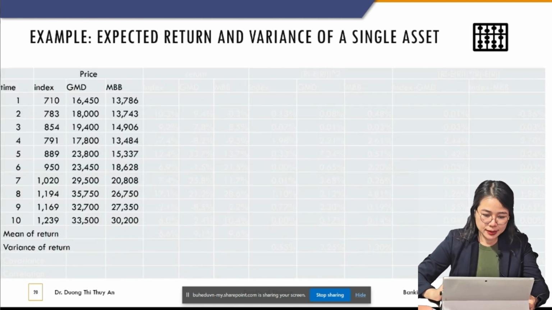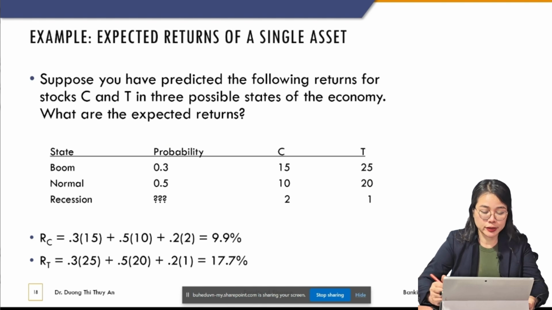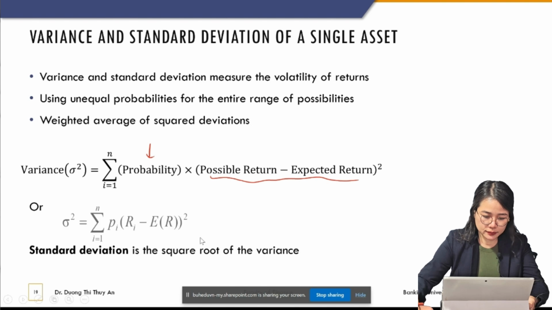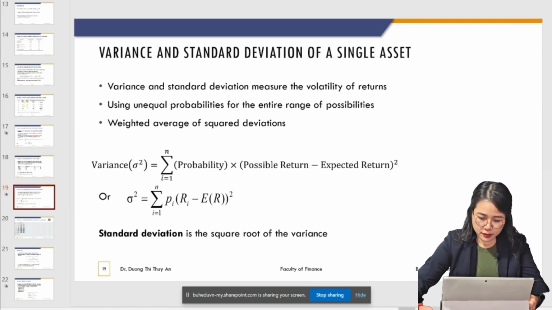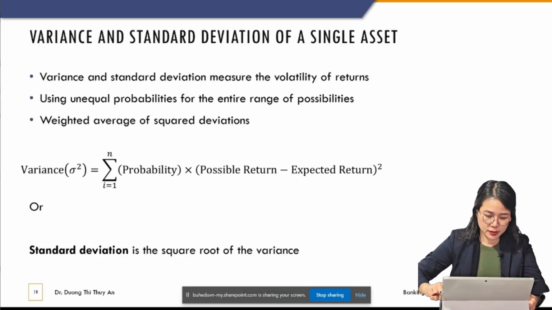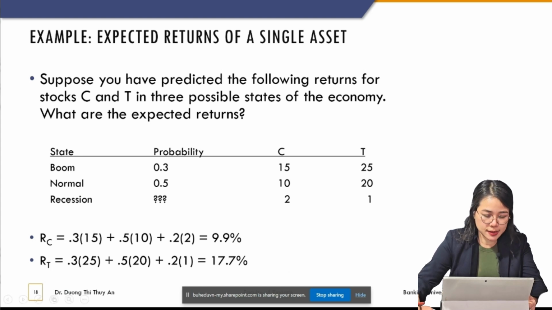Okay, go back to this example. We already calculated the expected return of stock C and stock D. Now we calculate the expected variance and standard deviation of stock C and stock D.